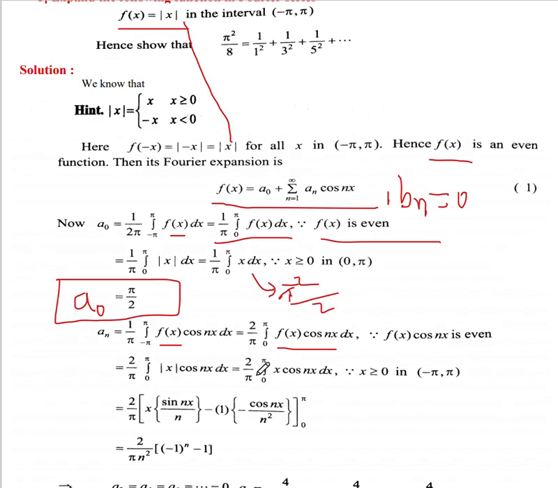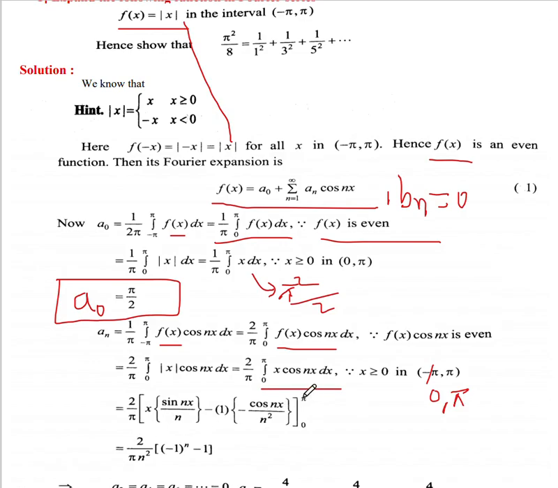Which is equal to 2 upon pi integral 0 to pi mod x, for all the values of x greater than or equal to 0 in the interval 0 to pi. In this interval the mod of x is always a positive value. So this can be written as 2 upon pi integral 0 to pi x cos nx dx. Now we will solve this integral, so 2 upon pi as it is.